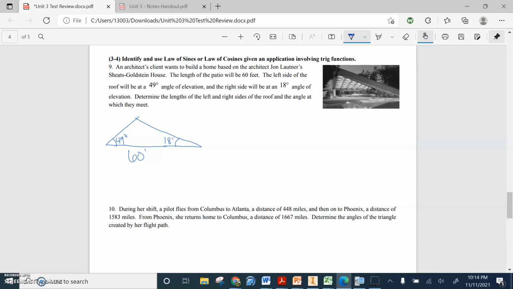So with the information given, 49 degrees on one side, 18 on the other, it says determine the lengths of the left and right sides of the roof. So we're trying to find this guy and this guy. Law of sines says that if I can find an angle and its opposing side, I can write the ratio of side to the sine of the angle and set that equal to another ratio, a second side to the sine of its angle.